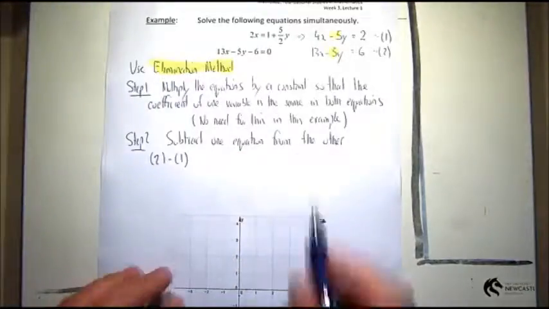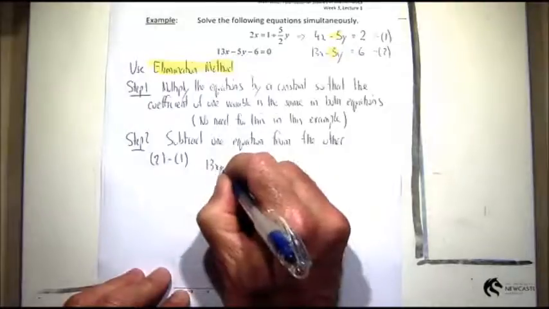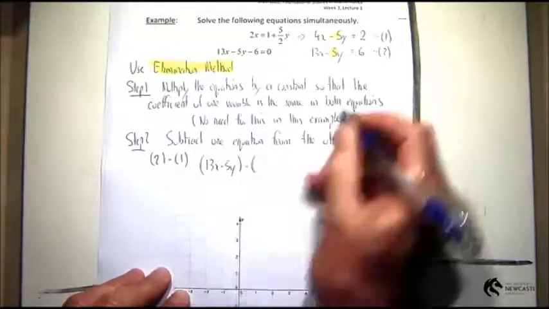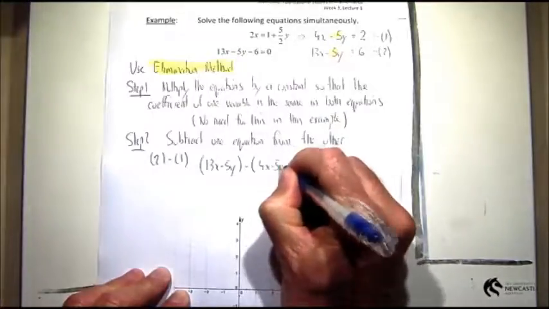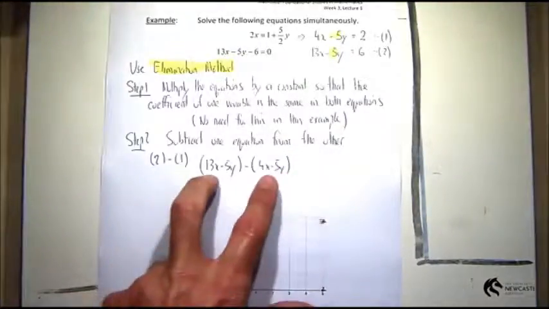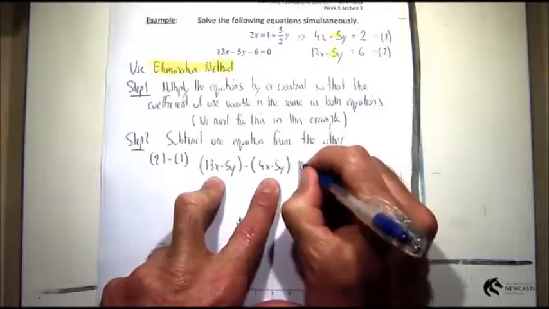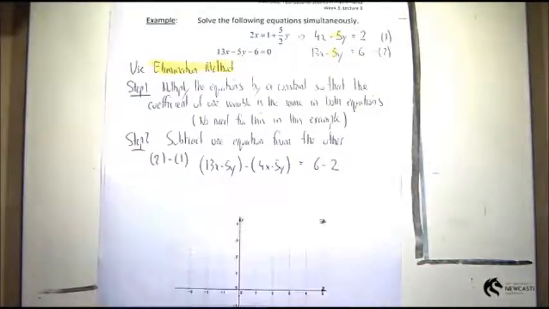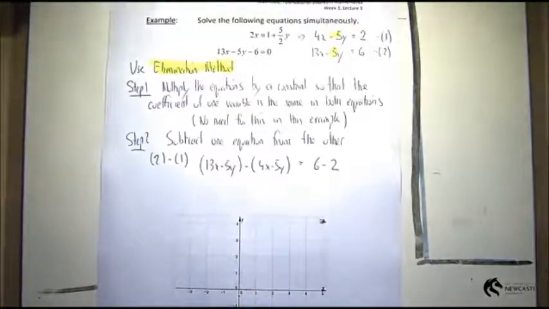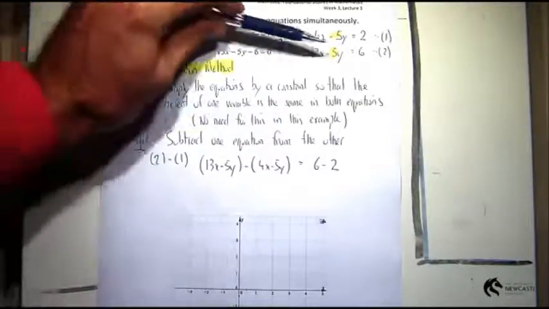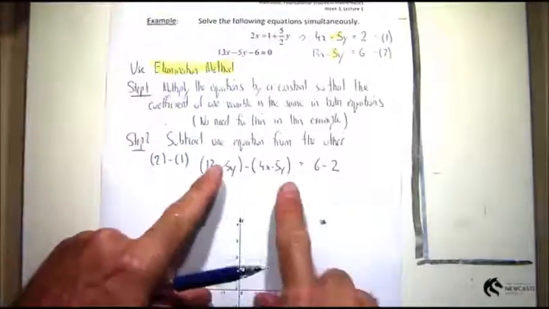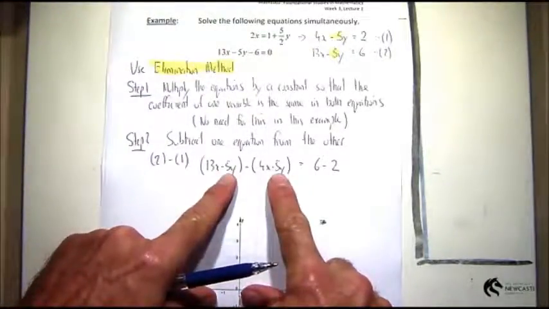And it's going to be, the number on the left-hand side here, it's going to be 13x minus 5y. And then on the right-hand side, I have 4x minus 5y. So I've subtracted the left-hand sides, and that's going to be equal to 6 minus 2. Subtracted the right-hand sides. And given that I have the same coefficient of y sitting here, those two terms are going to eliminate each other, if you like. I'm going to eliminate the y variable from this equation.